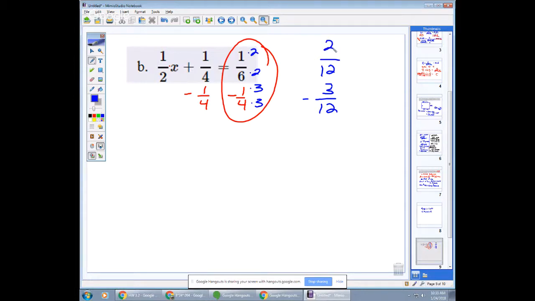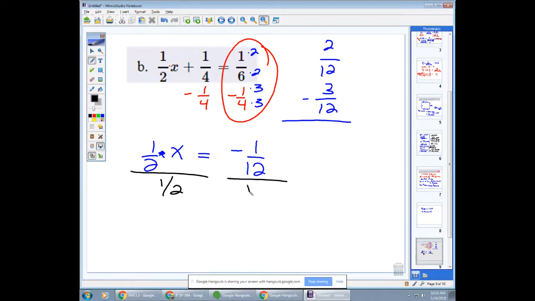All right. So 2 take away 3 is what? -1. Yeah, so then I have -1/12 on that side. On the other side, I have 1/2 times x. All right, how do we get rid of multiplication? Divide. So we have to divide by 1/2 on each side.